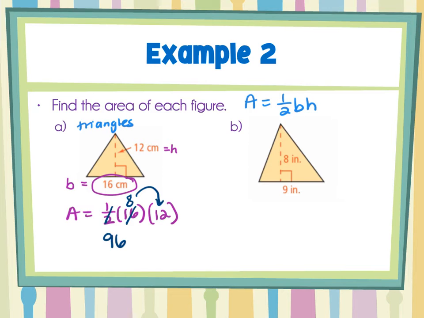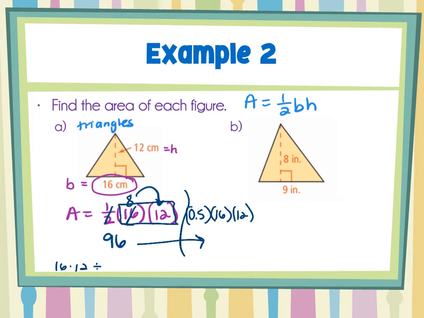Or you can, in your calculator, type in 0.5 times 16 times 12, and you'll also get 96. Or you can multiply 16 times 12 and then divide it by 2. So the order that you do that in doesn't matter. You can do any of those. Any way you do it, though, it should give you 96, and we're saying that's centimeters squared. Questions on that one?